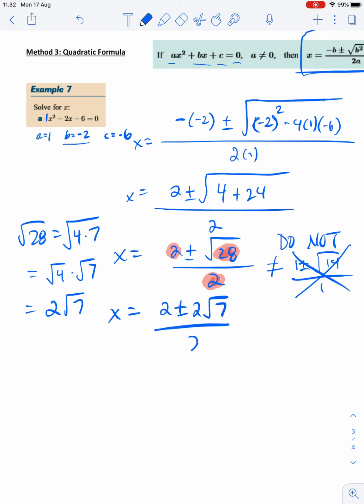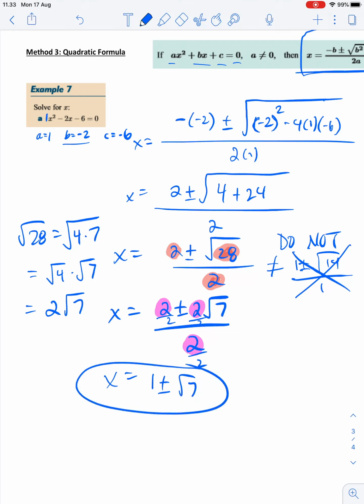Now, you have a 2 in the first term, a 2 in the second term being multiplied, and a 2 in the denominator. Now you can divide everything by 2, which keeps the expression the same value. You get 1 plus or minus the square root of 7, and then the denominator is just 1, but we don't need to write that. So there you have it. The quadratic formula never fails.